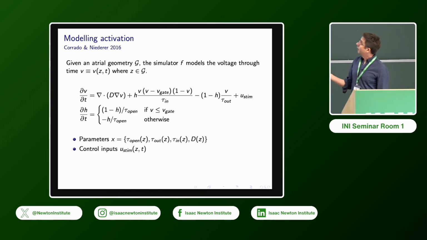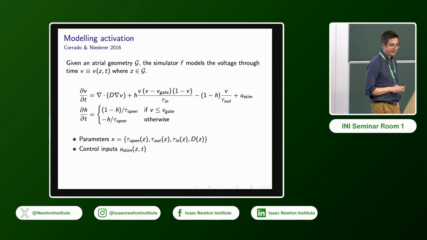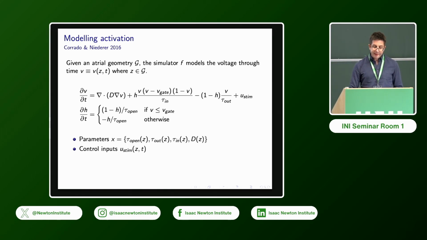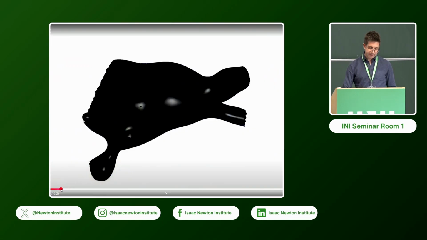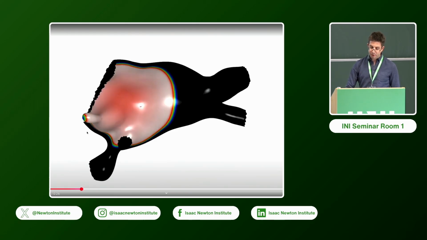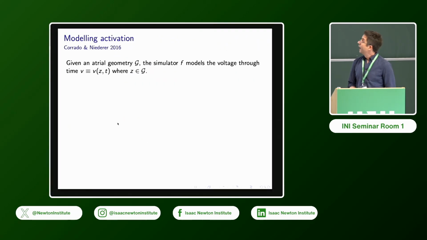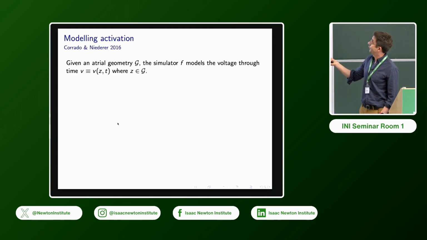So, spreading waves is something we understand very well. Scientists can model spreading of electrical waves very cleanly. So, the hope here is to build models that, given some atrial geometry, so given one of these shapes here, okay? This is from an MRI scan of a particular patient. So given the shape of their heart, can we simulate the voltage at different locations in that heart through time?